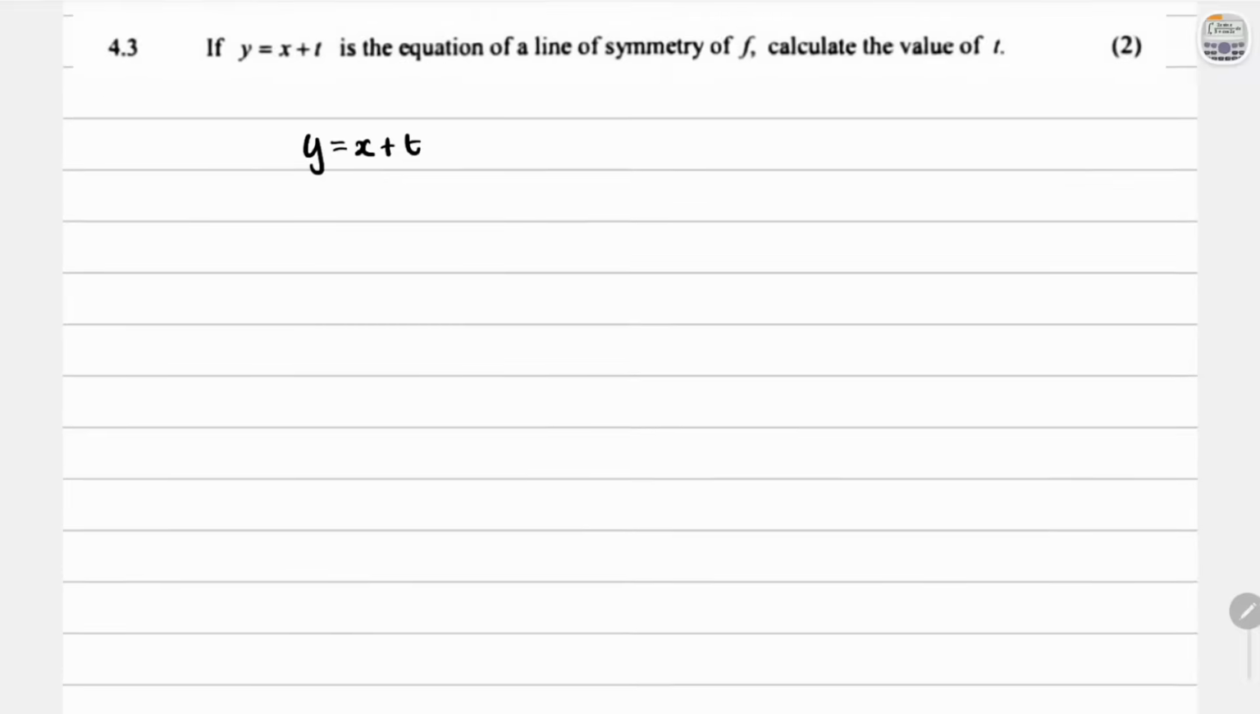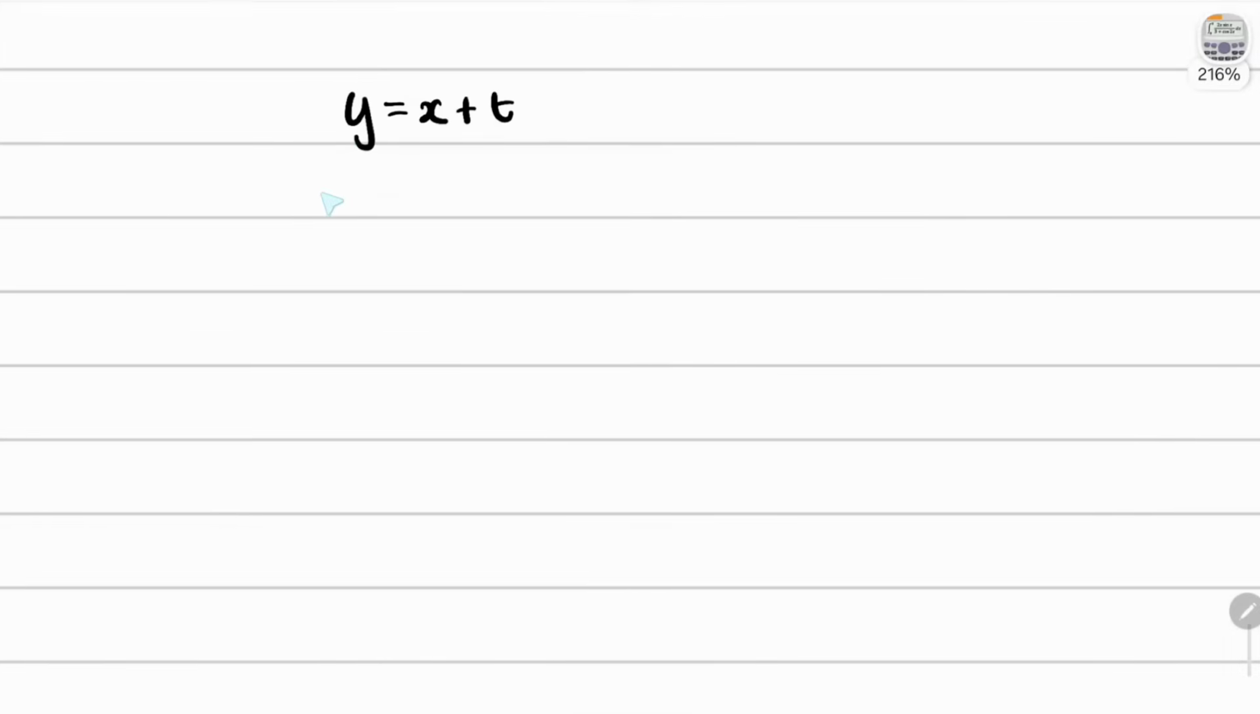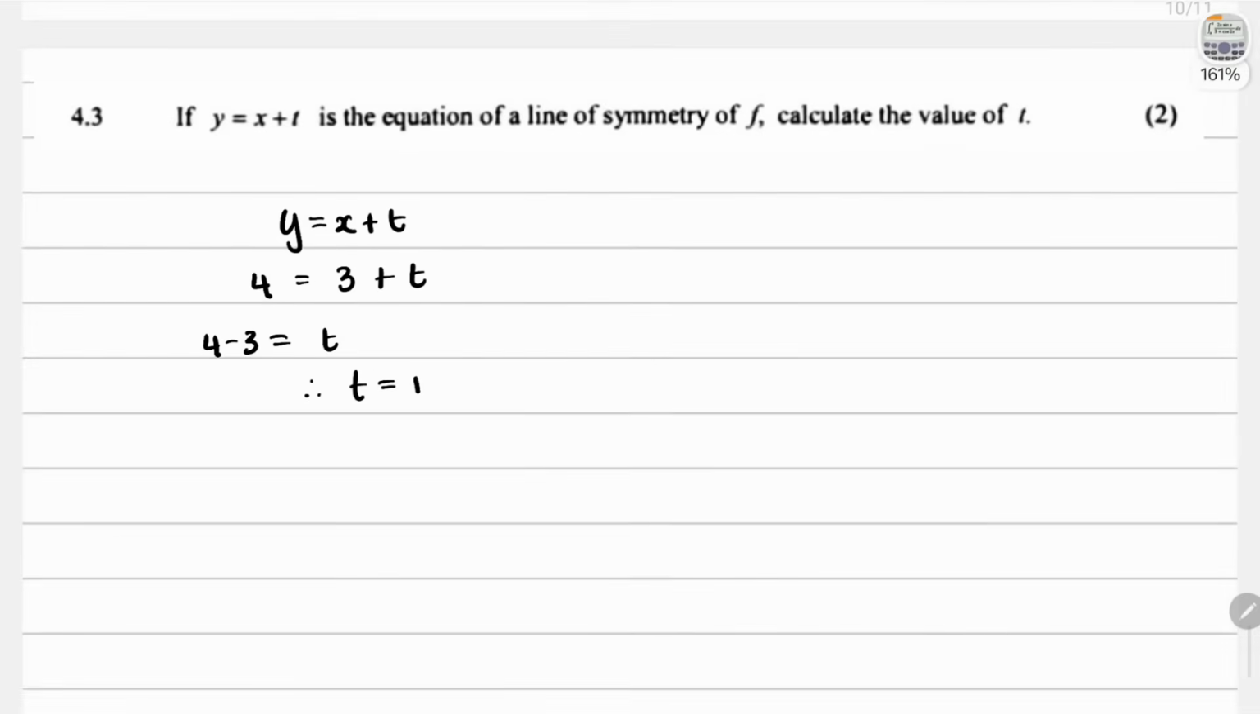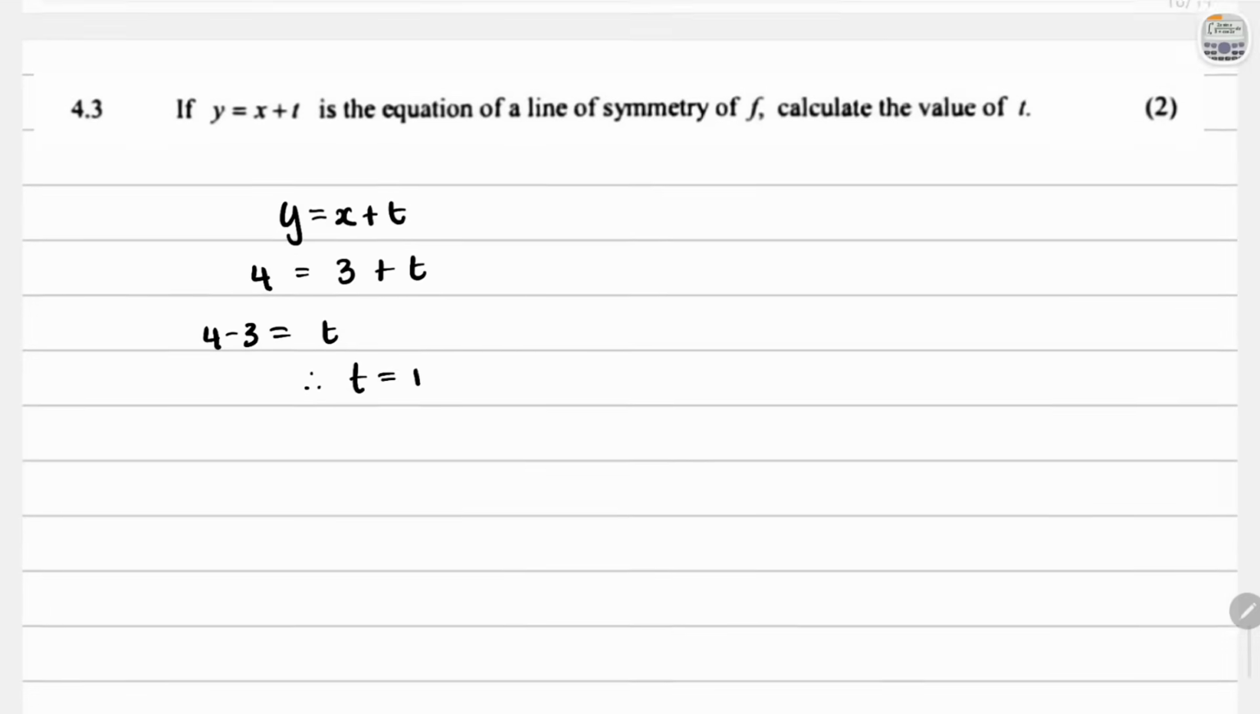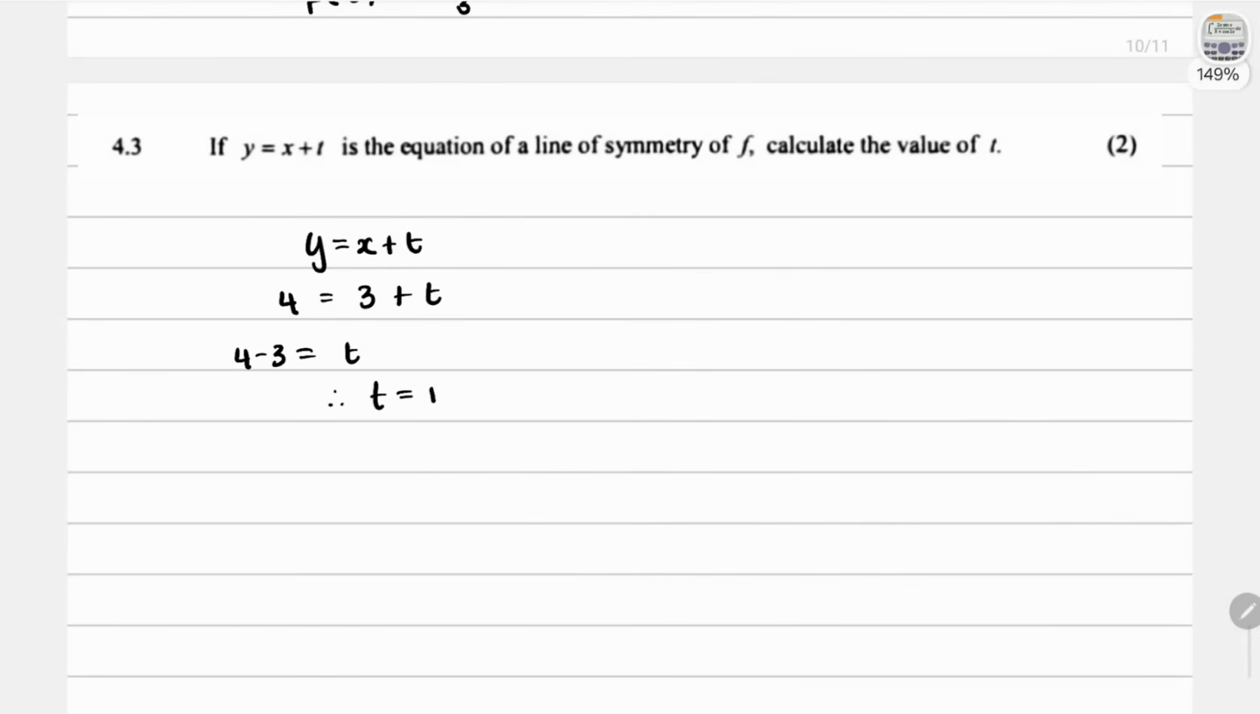Okay, so 3 and 4 goes in. 3 is the x value, 4 is the y value, and then plus t. Then you're just going to take 3 over and it becomes minus 3. So 4 minus 3 is equal to t, therefore t equals 1. Okay, so that's the value of t. Moving on to the next question.